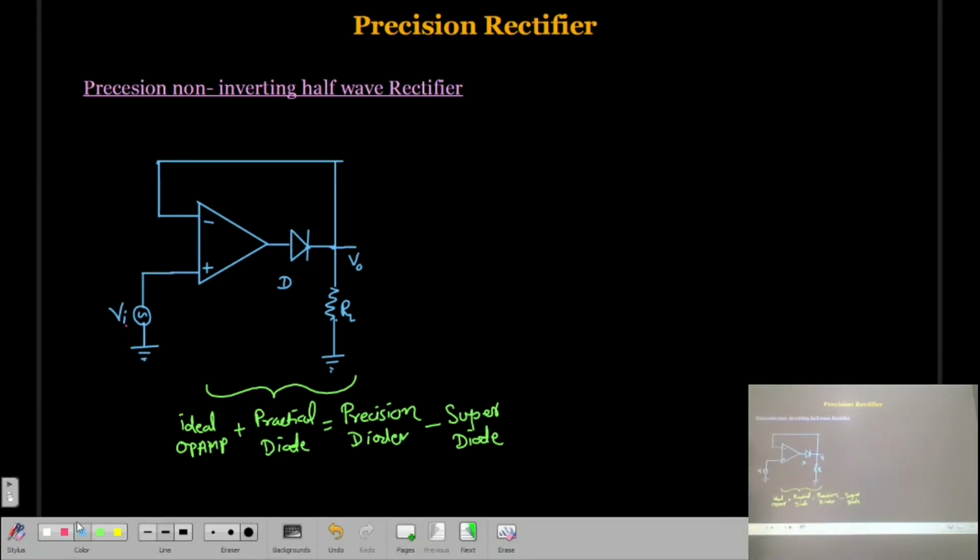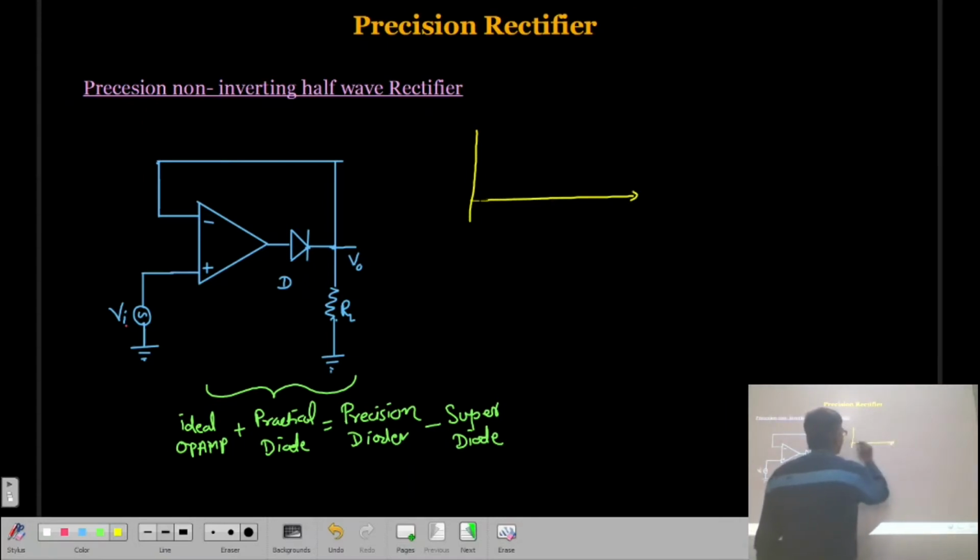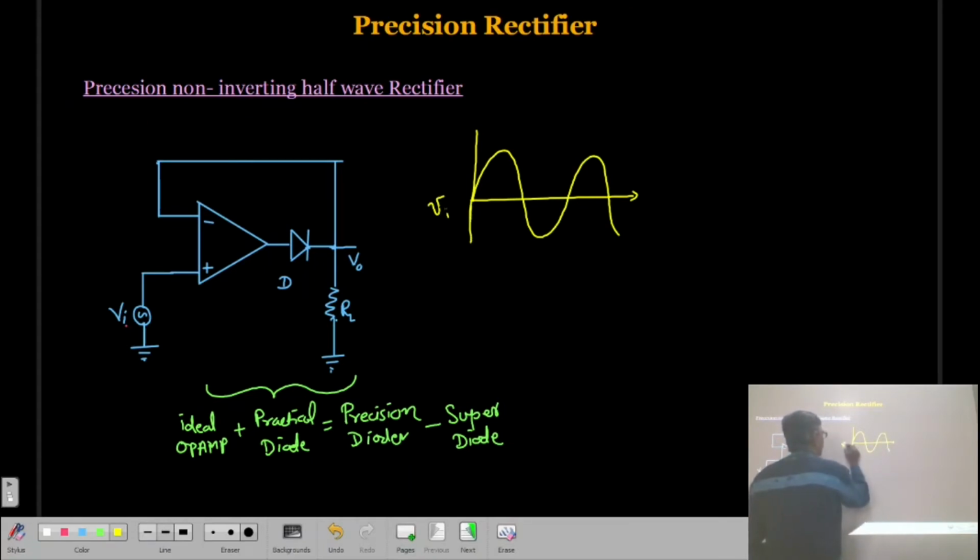Initially, when we have a positive cycle at the input, my AC signal is this, correct? Vi. Now let us say this amplitude is 100 millivolt. 100 millivolt, very small amplitude is there, and we want to rectify this.